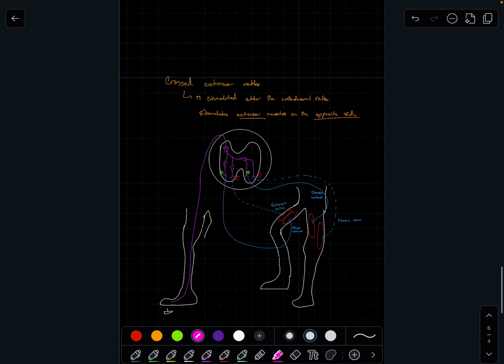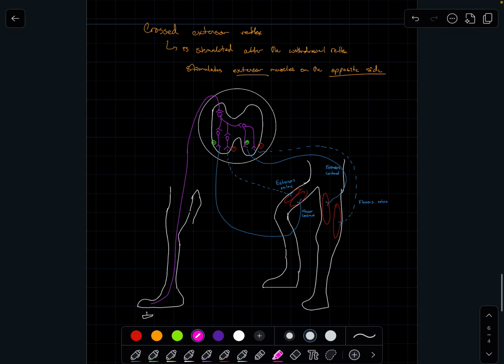And this is not what we're supposed to be talking about, but I really want to add it in because I think it's really interesting. So if we step on a tack, right, our initial response is going to be to lift our leg. But that means we need to stabilize our other leg. So that's called the crossed extensor reflex. It's stimulated after the withdrawal reflex and stimulates the extensor muscles on the opposite side.